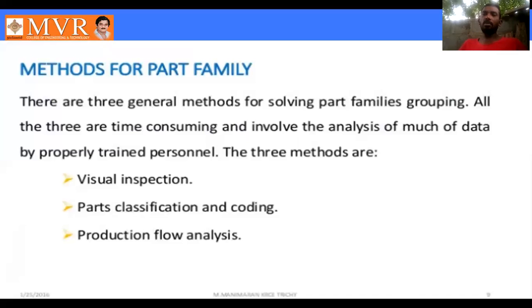Thank you. This is our today's class. In tomorrow's class we will discuss the methods of part families: visual inspection, part classification and coding, and production flow analysis. So these three topics are for the next class. Thank you.